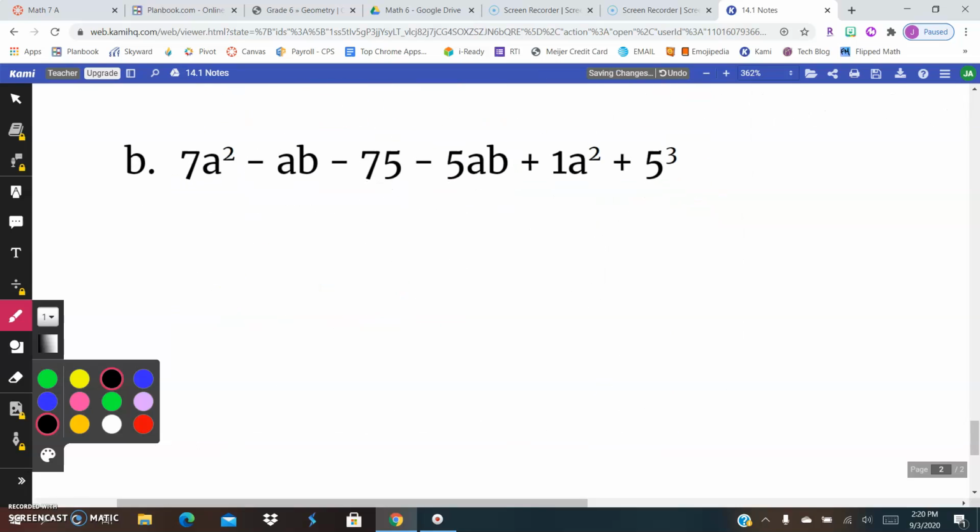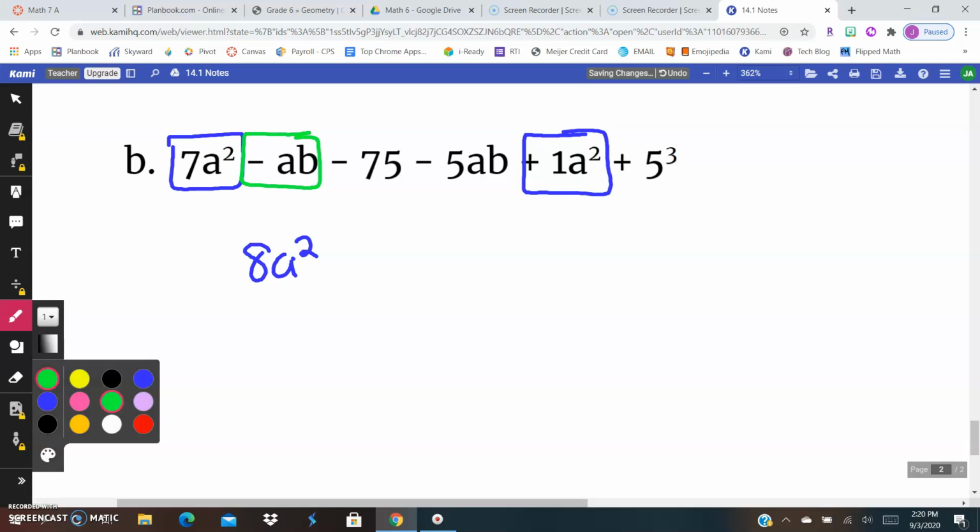All right, one last example. We have 7a squared. We go through and we look for a squareds. Here is one right here. So I have 7 and I have a positive 1. That would make 8a squared.